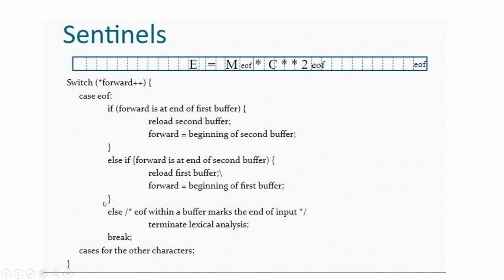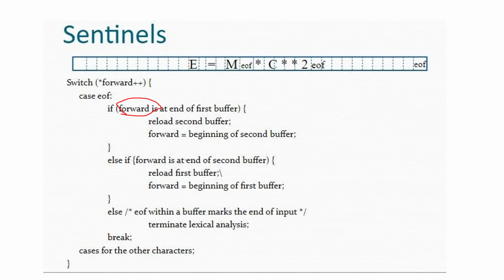So this is the code. Here we are using a switch case statement: switch of forward plus plus. The first case is EOF. If the forward pointer is at the end of the first buffer, then we need to reload the second buffer, and then forward is set to the beginning of the second buffer.